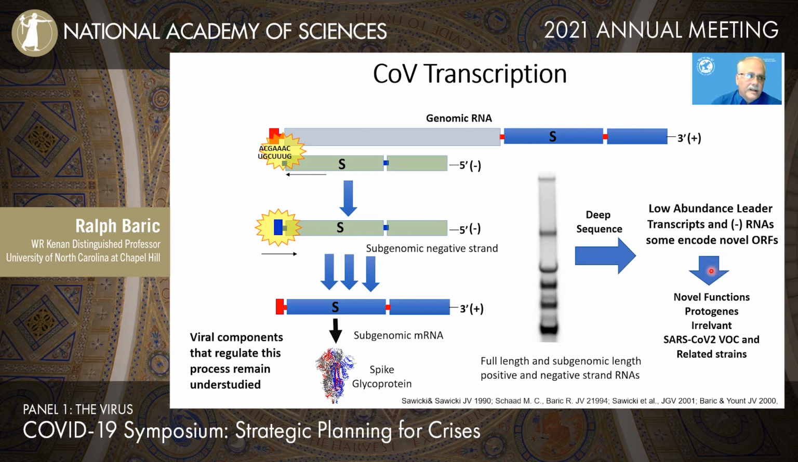An undiscovered question in coronaviruses is whether these novel ORFs can code novel functions, whether they're protogenes from which evolution can evolve new functions, whether they're irrelevant, or whether minute variation in variants of concern that emerged during a pandemic can have minor changes within these elements that can enhance the amount of these non-canonical transcripts that would encode more of the novel ORF that could affect pathogenesis.